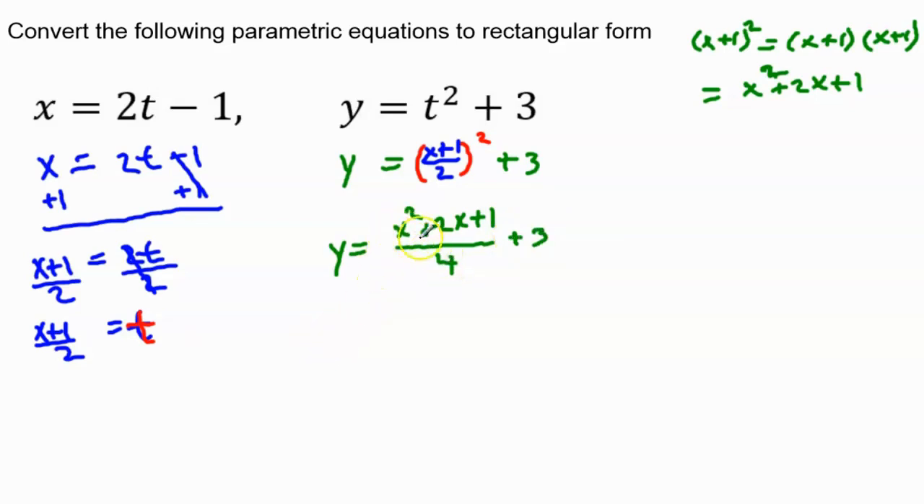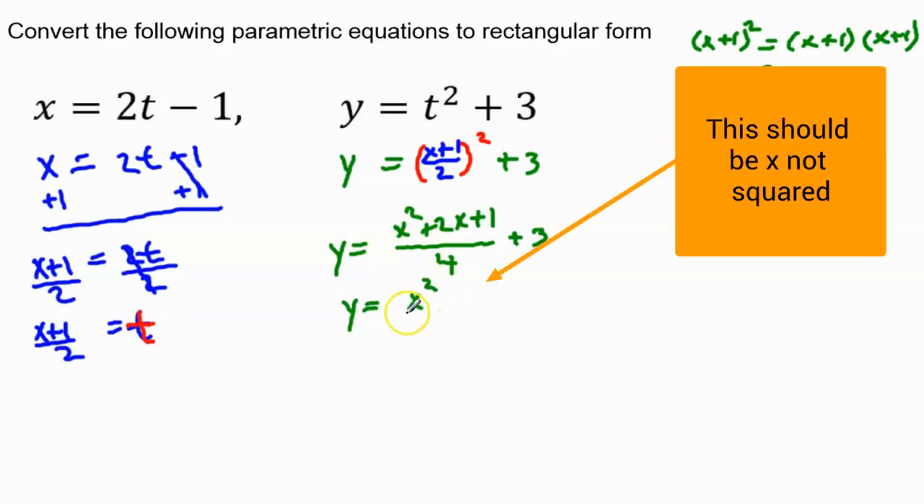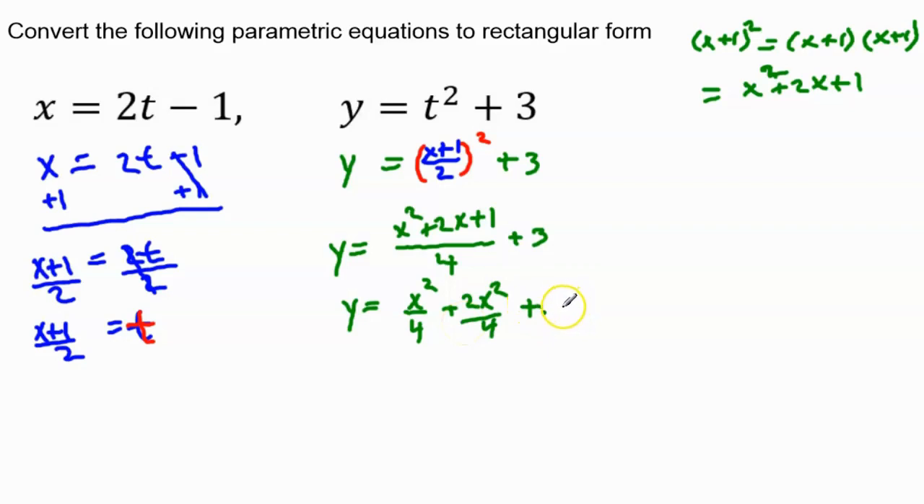Now we're going to rewrite what we have here. Everything is going to be divided by 4. So the x squared is divided by 4, the 2x is divided by 4, and excuse me, I wrote 2x squared, but it should actually be 2x. And then that 1 is also going to be divided by 4. And remember, we still had that plus 3 at the end, so we're going to keep that.